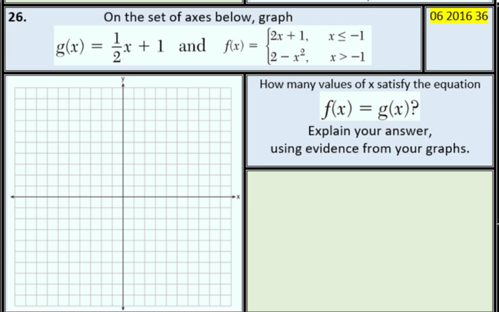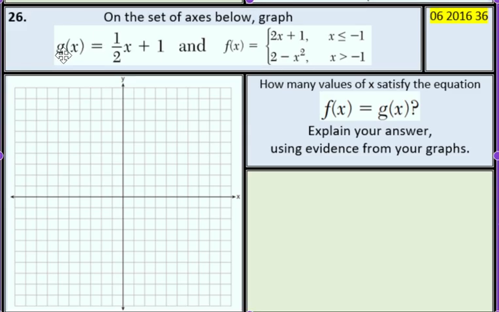Okay, question 26. On the set of axes below, graph g of x equals 1/2 x plus 1, and f of x equals 2x plus 1 on the interval when x is less than or equal to -1, and f of x equals 2 minus x squared on the interval when x is greater than -1. How many values satisfy the equation f of x equals g of x? Explain your answer. Use evidence from your graphs.